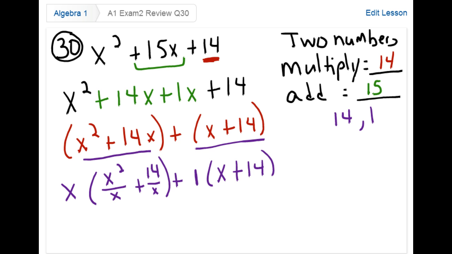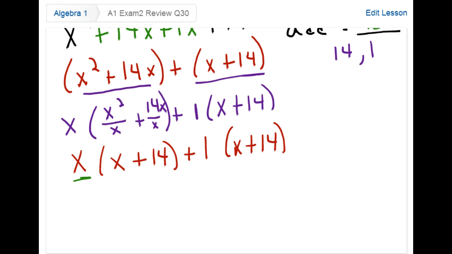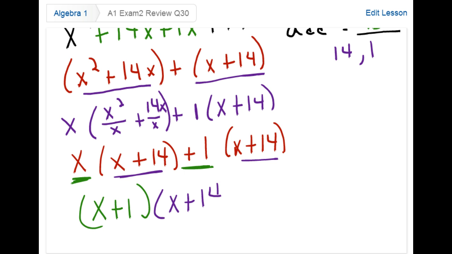So now I'll simplify what's inside these parentheses. So x squared divided by x is x. 14x divided by x is plus 14. And then 1, and it stays x plus 14. Okay, now I'm going to group these two together, x plus 1, and then take my parentheses, which is x plus 14. And that is your answer.